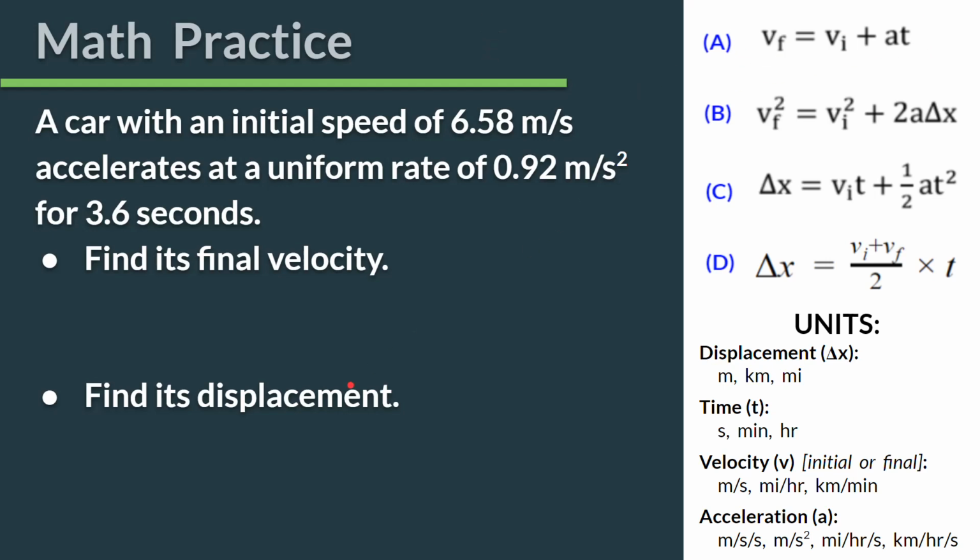To find displacement from VI, A, and T, again, look at these equations. Letter B I can't use until I find VF. Since I'm going to find VF anyway, I could use that one because it has VF, VI, A, and delta X. Delta X is your displacement. So I do have 2 of those, and I'm about to find one, so I could use B. But if I wasn't trying to find final velocity first, I could use C, because right here I have VI, I have T, I have A. This one down here, again, I couldn't use until I find VF.